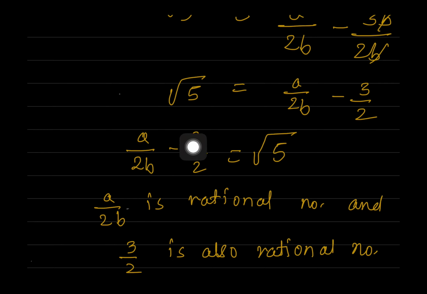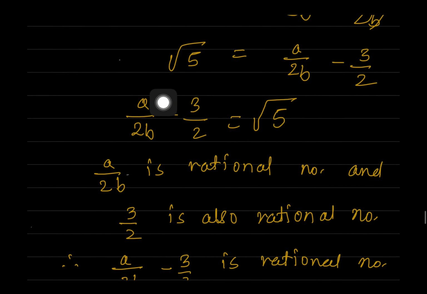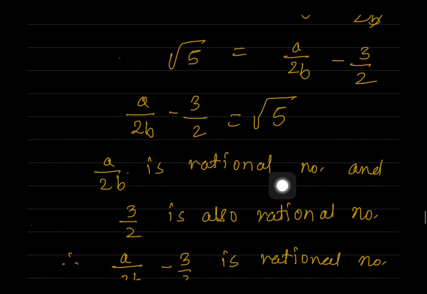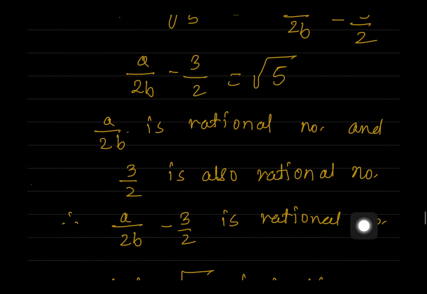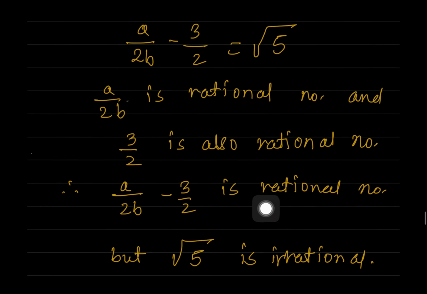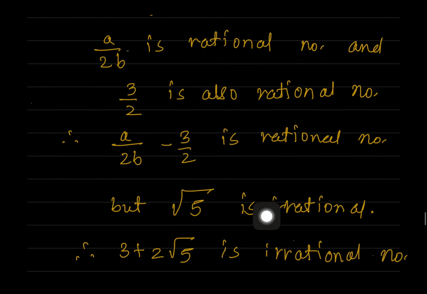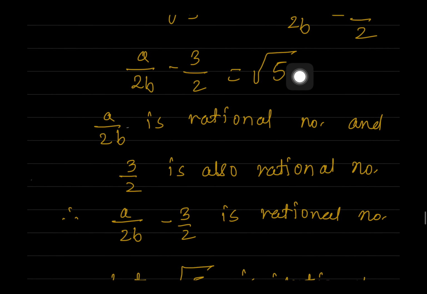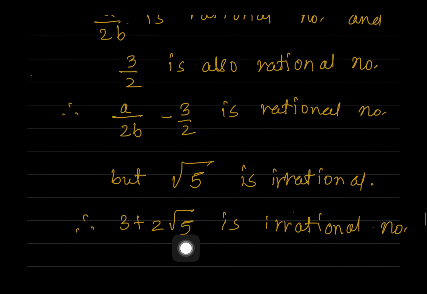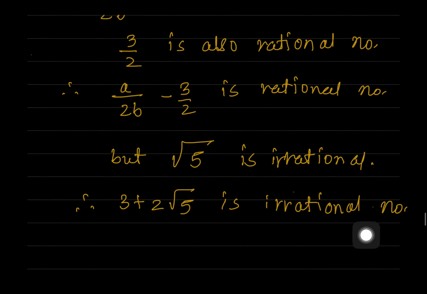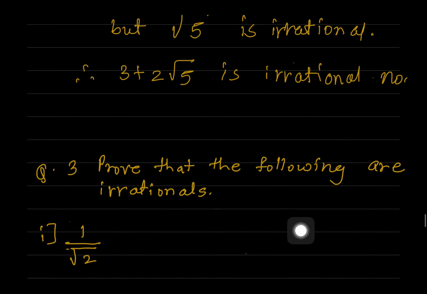So we write like this: a upon 2b minus 3 upon 2 equals root 5. But see here, a upon 2b is also a rational number, and 3 upon 2 is also a rational number. Then their subtraction, a upon 2b minus 3 upon 2, is also a rational number, but root 5 is an irrational number. So this contradicts the assumption, so 3 plus 2 root 5 is irrational.